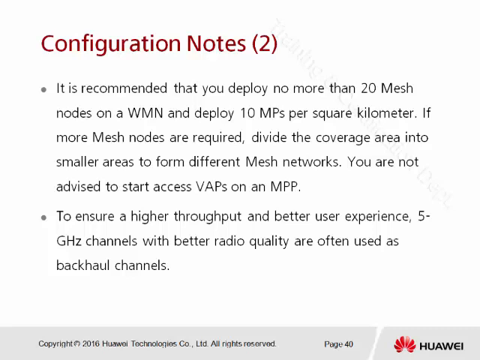To ensure high throughput and better user experience, the 5 GHz frequency band channel with better radio quality is often used as a backhaul channel. The reason is that the 5 GHz channel is seldom used by terminals, so it's highly recommended. And 5 GHz has many usable channels, so we can select a non-overlapping channel as our main one to reduce interference from co-channels.